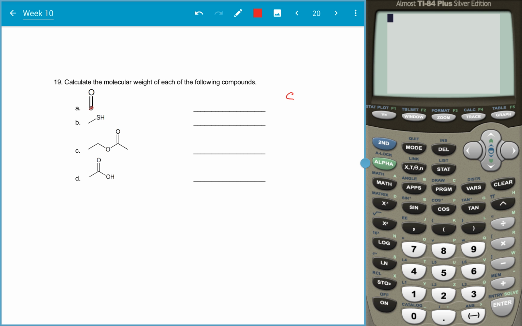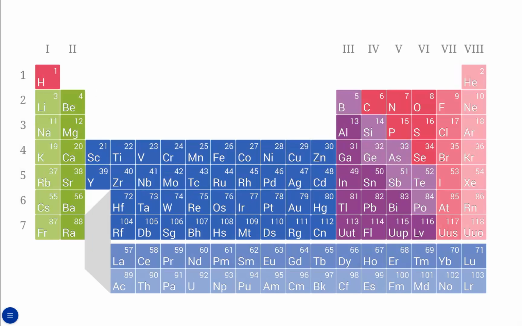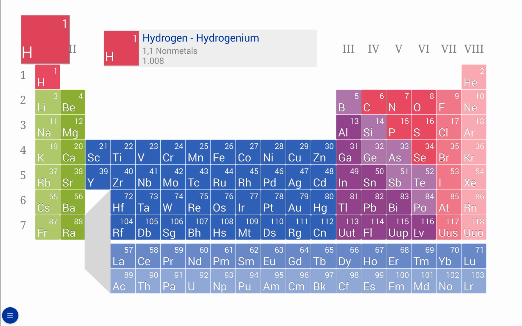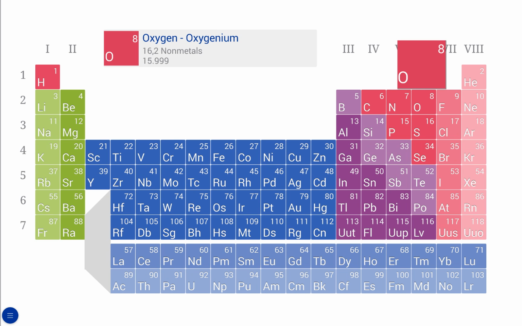Now that carbon needs 4 bonds, but only 2 of them are showing. So I still have 2 hydrogens that I need to add to it. And even though it's double bonded, it still counts as a single oxygen. So going to the periodic table, carbon weighs 12, hydrogen, each one, weighs 1, and oxygen weighs 16.